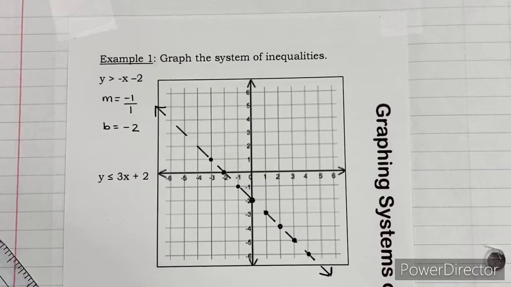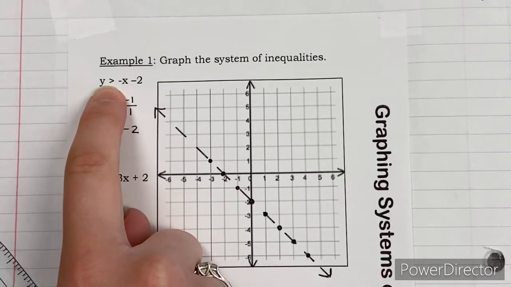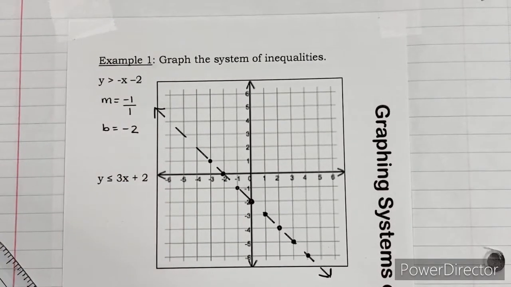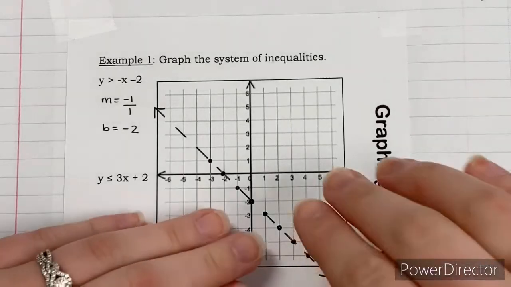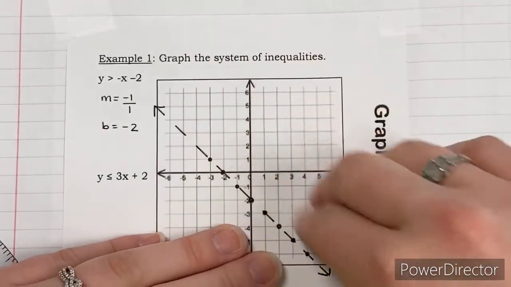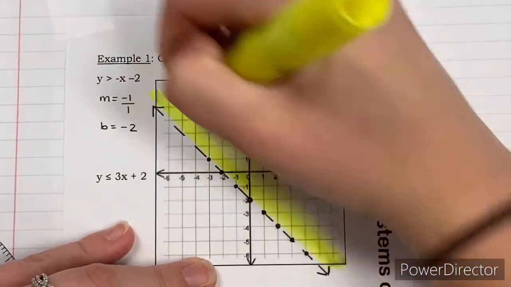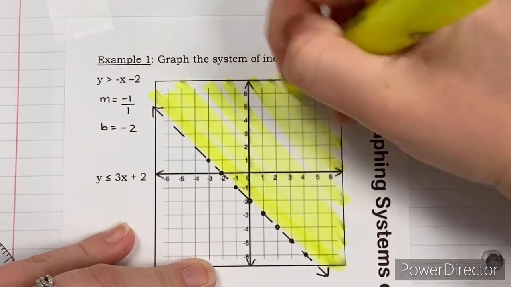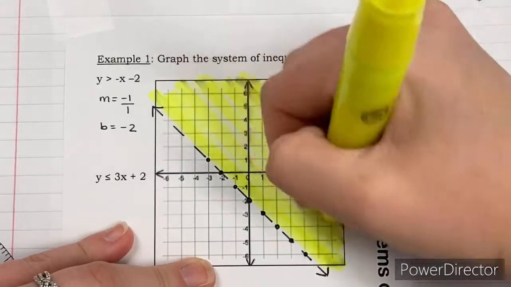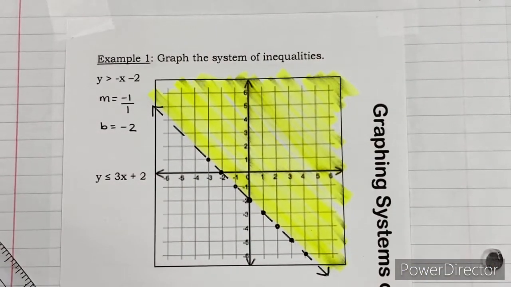And then I'm going to shade. So again, this was a greater than inequality. So that means I'm going to shade everything greater than that line. So if there's my line, the greater than side is above it. So I'm going to shade everything that's greater than that line, just like this. Okay.